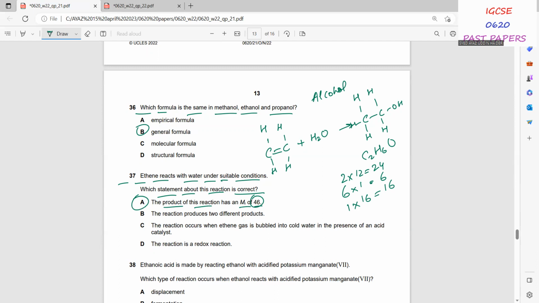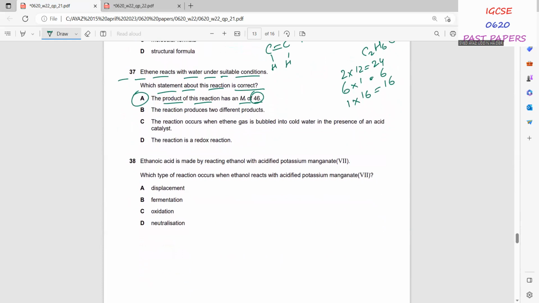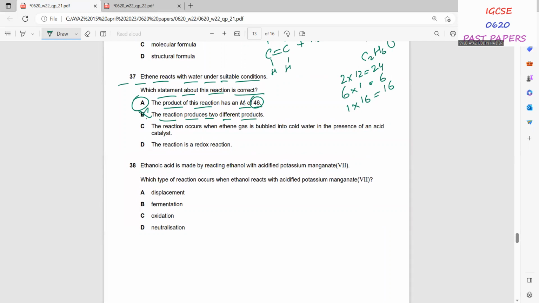I'm reading the other statements for your convenience. B, the reaction produces two different products. Now we'll get only one product, so this is wrong. C, the reaction occurs when ethene gas is bubbled into cold water in the presence of an acidic catalyst. No, this is again wrong. D, the reaction is a redox reaction. This is again wrong. This is not a redox reaction because the oxidation number does not change for each element here.